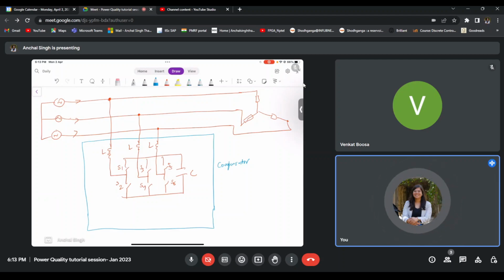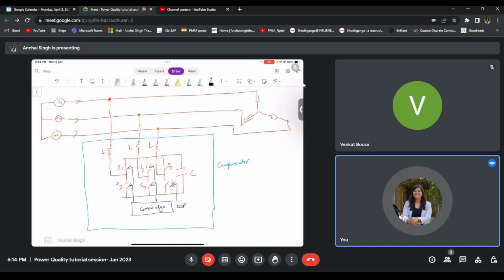Now, in order to control this, we will need a computer, or a box inside that will have the control algorithm inside it. Let me say I am using a DSP, that is a digital signal processor, for generating the gating pulses for these switches. So I have to generate the gating pulses for these switches.